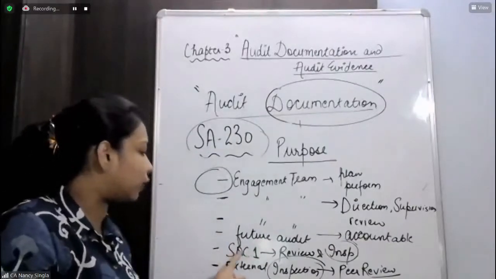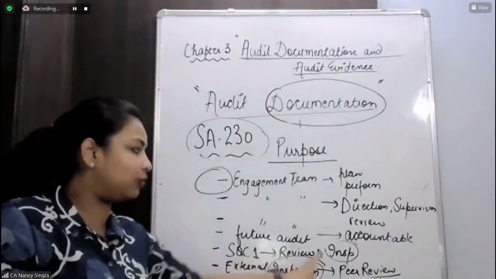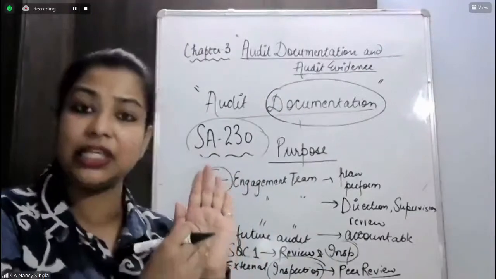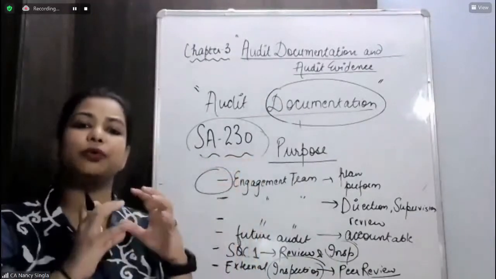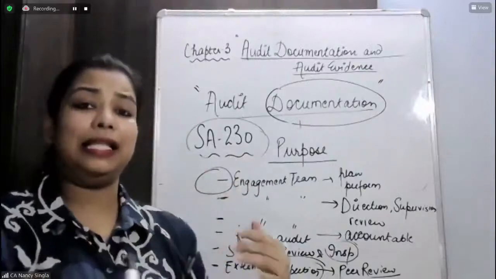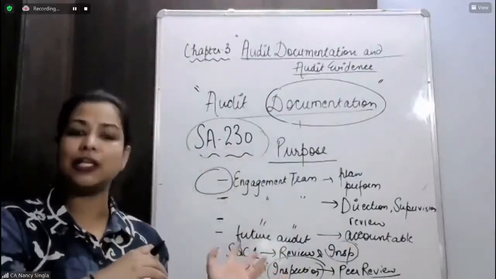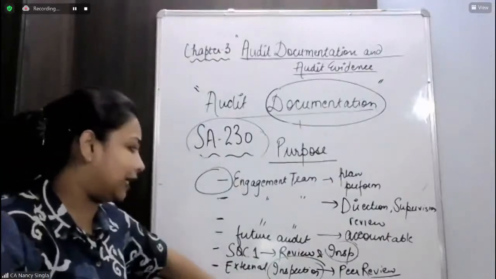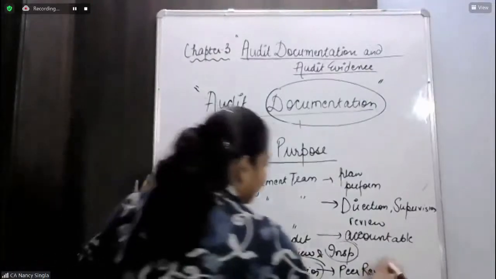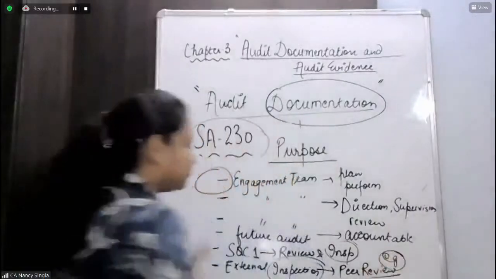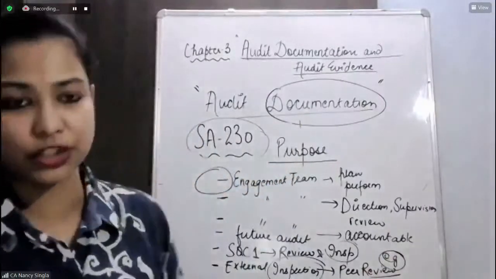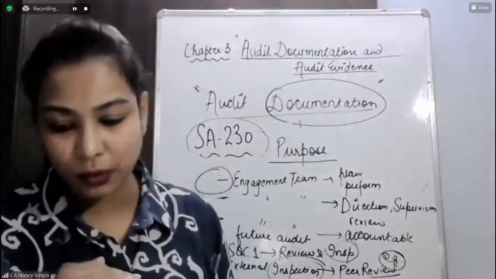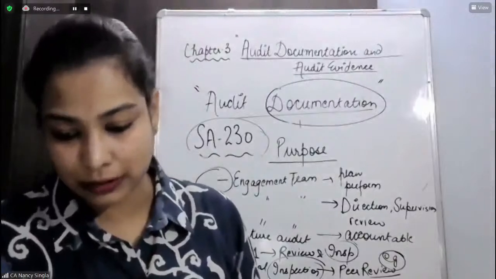As per Standard on Quality Control 1, if any review or inspection is to be done, then this acts as evidence, because we have seen the nature of audit documentation. It provides the evidence. What evidence? That the audit was planned and performed as per the SAs and other requirements. And last, if any external inspection is to be done, then also this audit documentation will be of great help. So I hope the topic till now is clear.